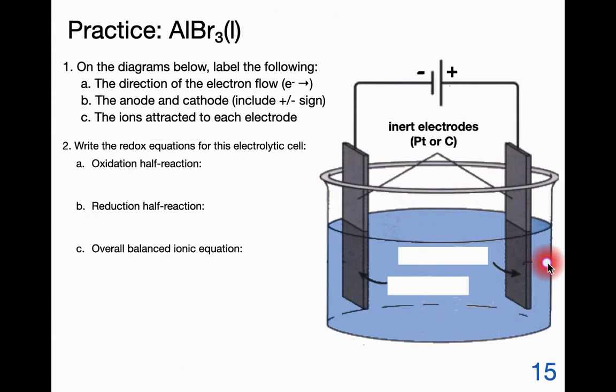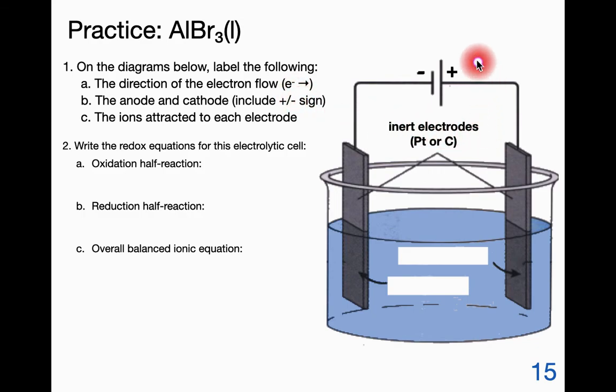Okay, let's do some practice. We have aluminum bromide, molten aluminum bromide liquid, so it will always be molten. So our electrolyte here is filled with aluminum ions and bromide ions. On the diagram below, label the following: the direction of the electron flow.